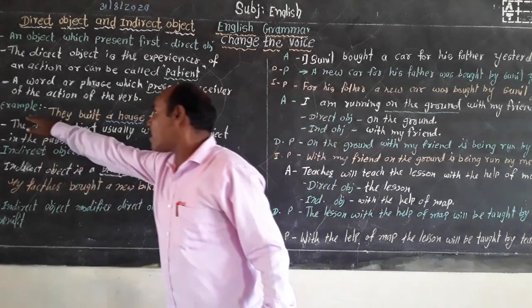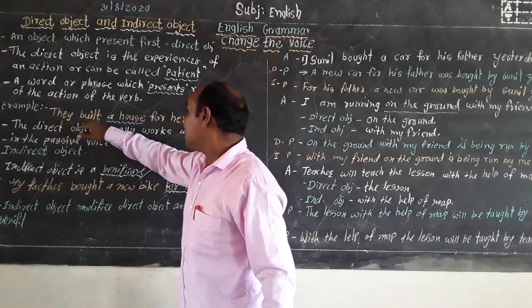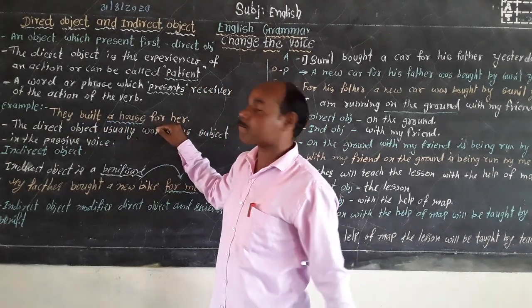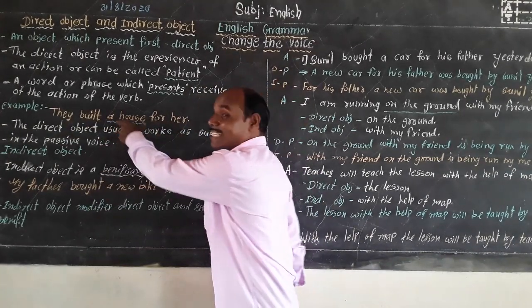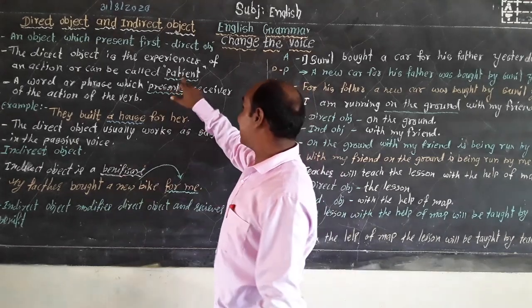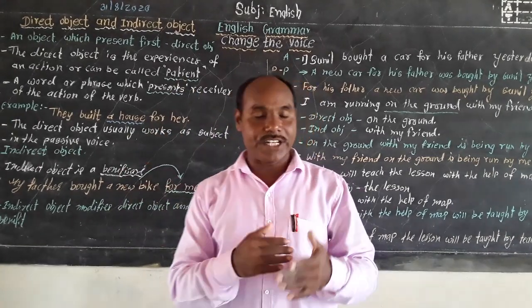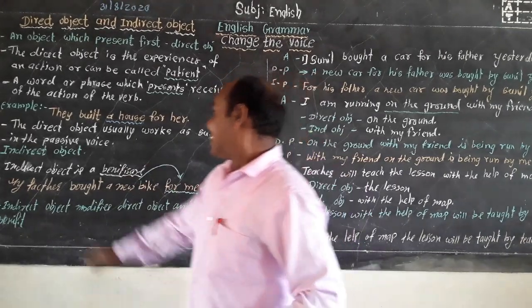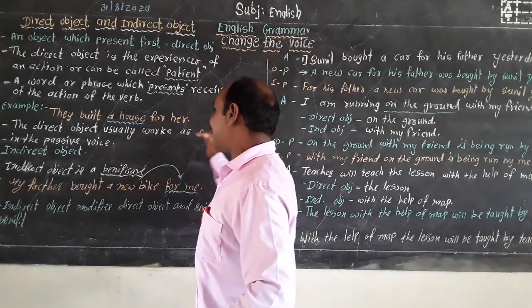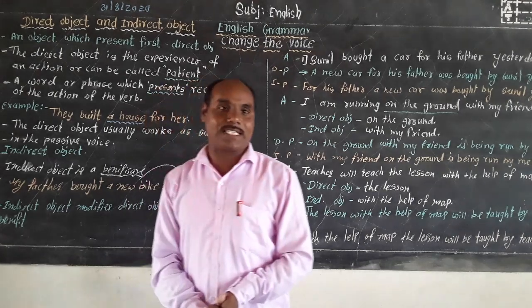Now let's see the example of a direct object. They built a house for her. That means a house is the patient. Patient means one who gives the benefit to the indirect object. The direct object usually works as the subject in the passive sentence.